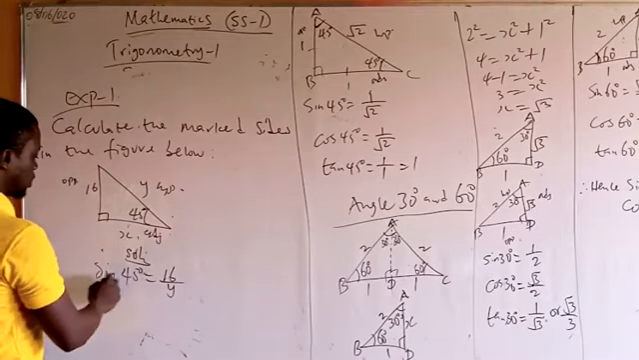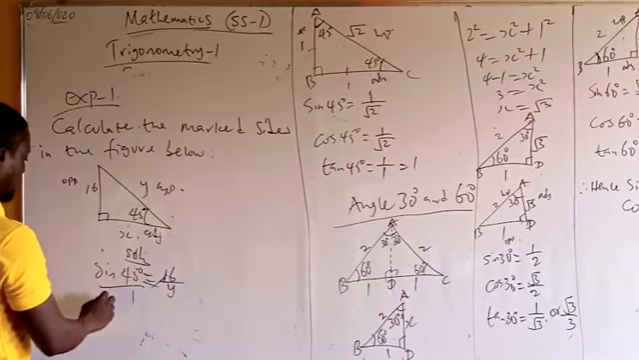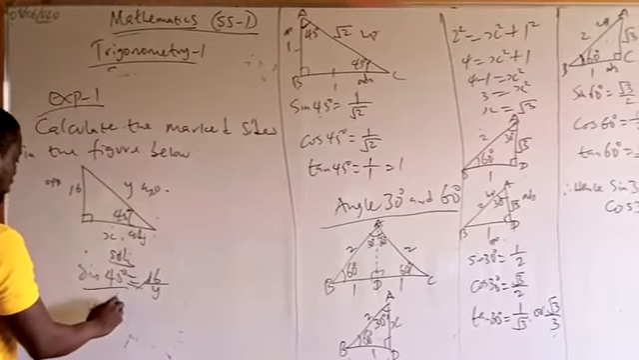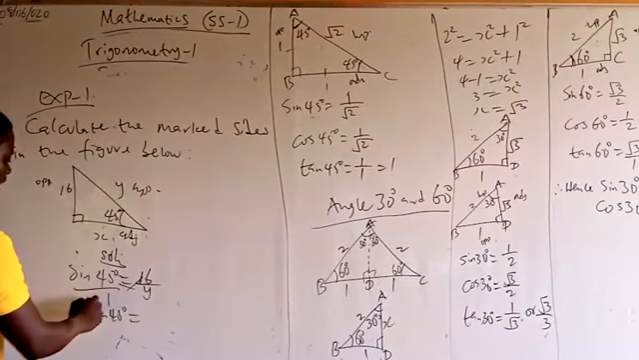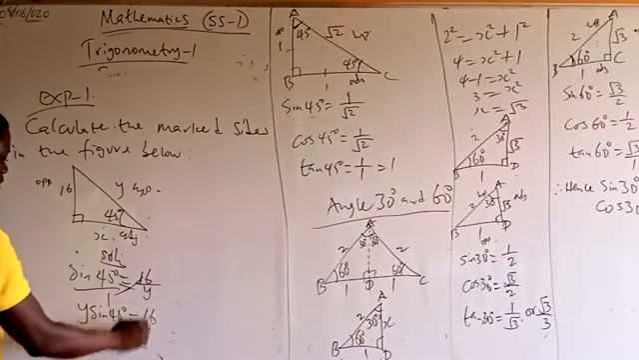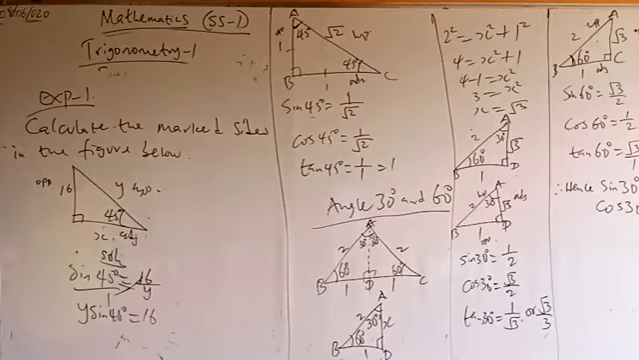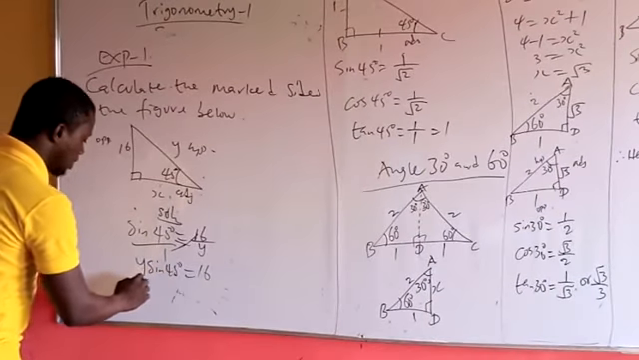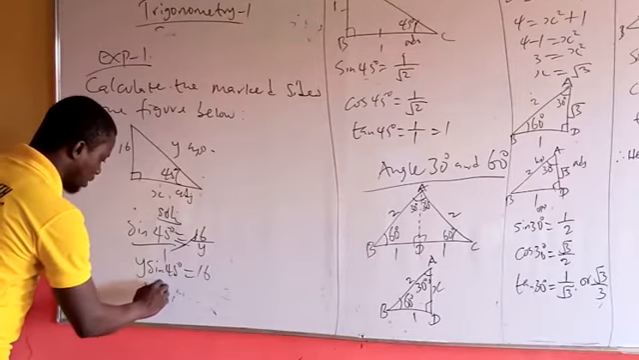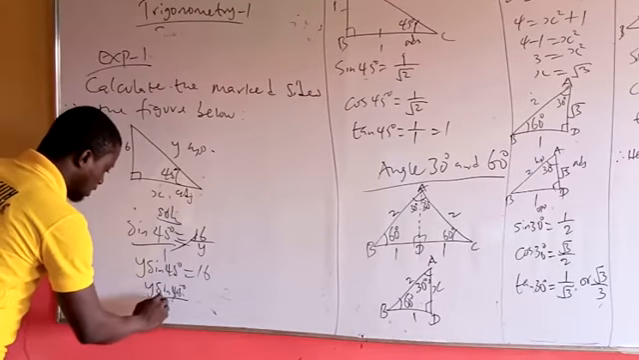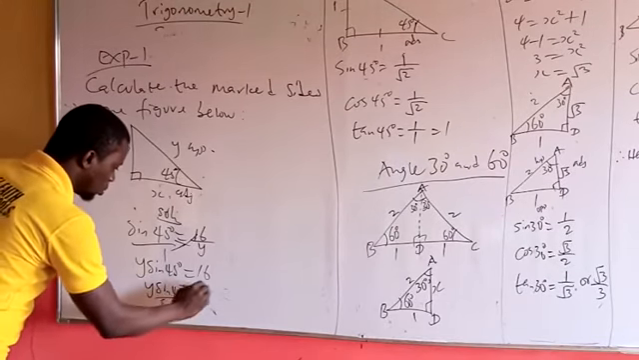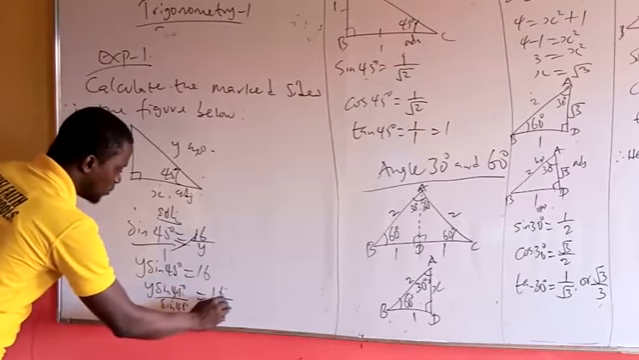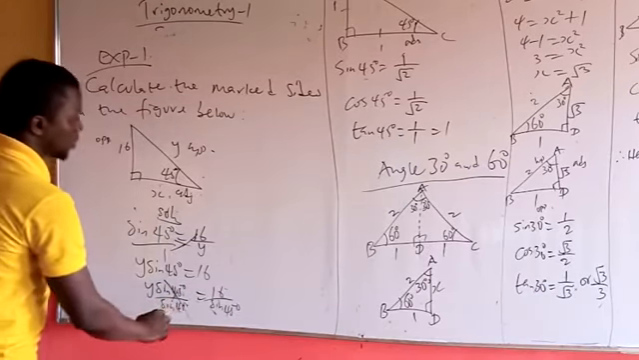Then cross multiply. We have y sine 45 degrees equals 16 times 1, which is 16. To get y, divide both sides by sine 45 degrees. Are you with me? So y sine 45 degrees over sine 45 degrees equals 16 over sine 45 degrees. This cancels this.